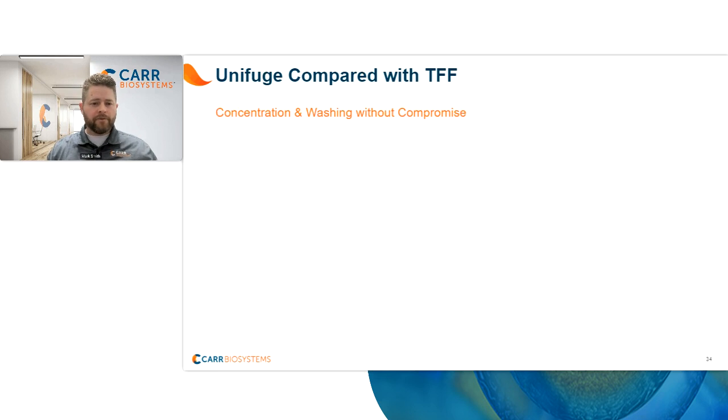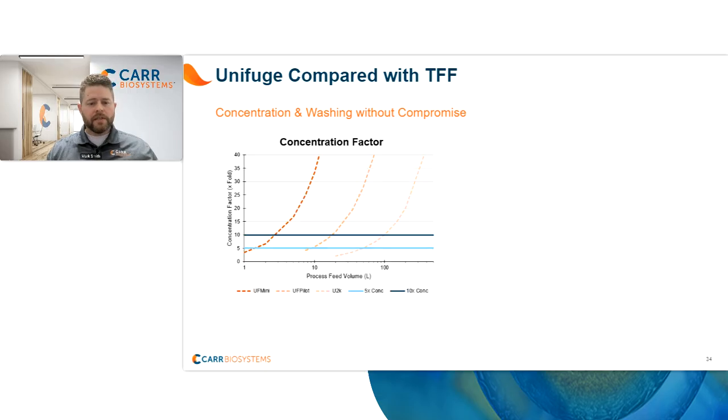And if we look at concentration and washing, one of the benefits of the Unifuge is that it's not sensitive to the concentration that comes in. As the concentration comes in, we're able to continue to concentrate that in any given device, such that you can achieve concentrations that are substantially higher than TFF or ATF because of their sensitivities to fouling.